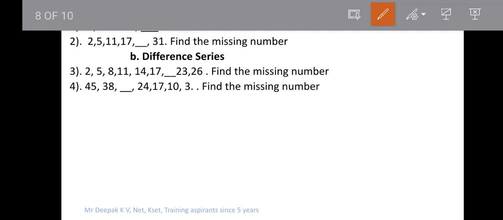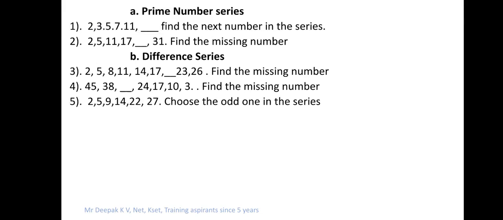You can see 45 minus 38 will be 7. 24 minus 17 will be 7. 17 minus 10 will be 7. 10 minus 3 will be 7. So likewise, the difference series will come. 2, 5, 9, 14, 22, 27. I hope you can solve. So you have to choose the odd number out.